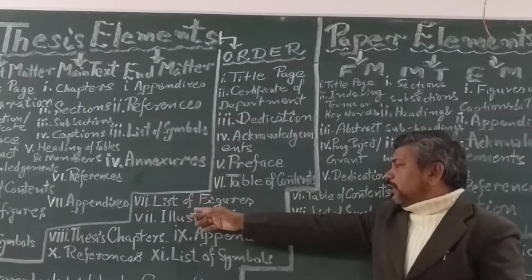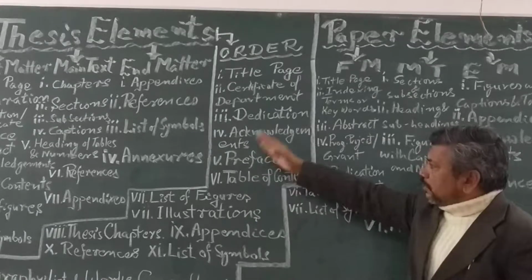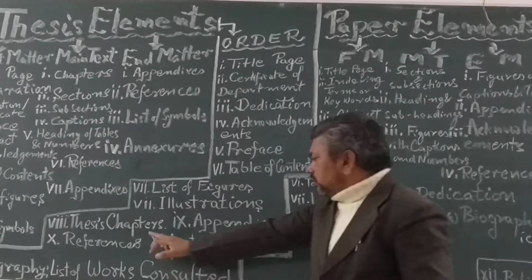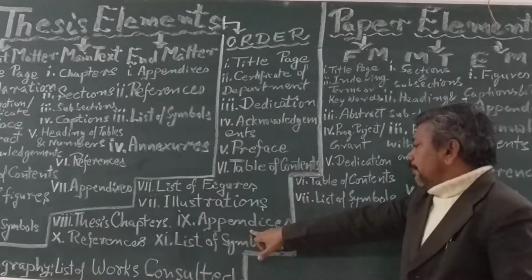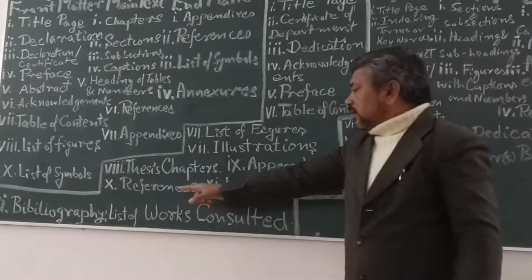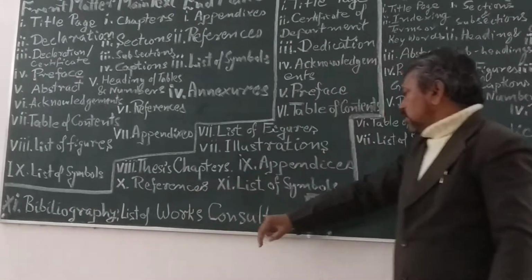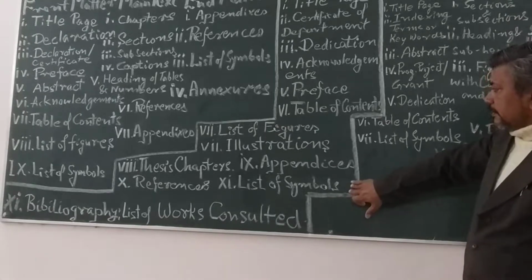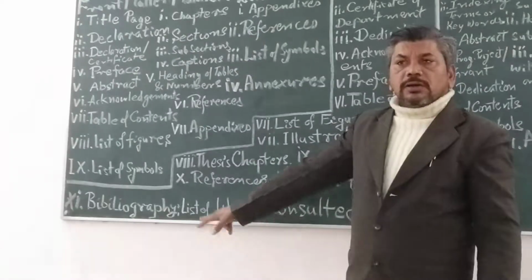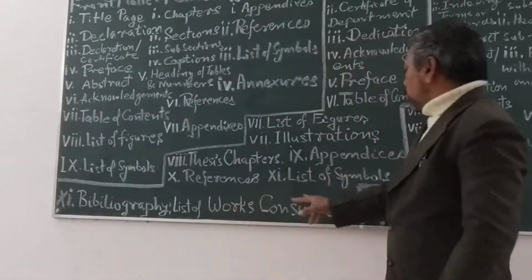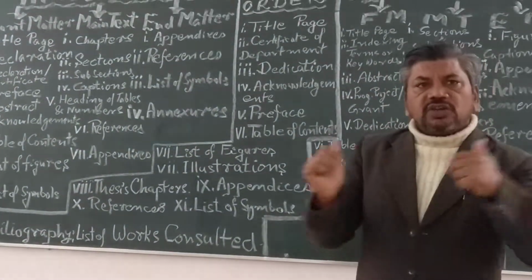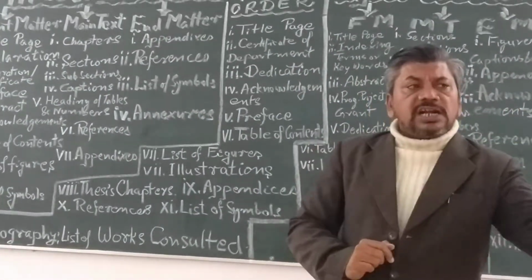Then there will be the main body: after the main body compilation, list of figures, illustrations, thesis chapters and appendices. After thesis chapters, appendices, then serially come references and list of symbols again. And finally, the bibliography. What is a bibliography? Bibliography means the list of works consulted. There are two things: the list of works cited, that is references, and the list of works consulted.